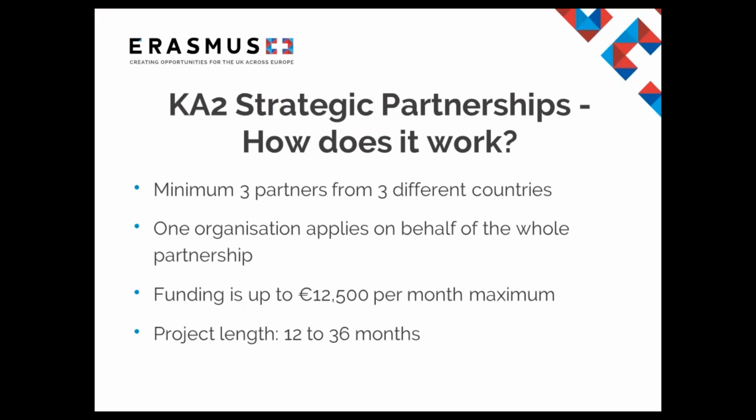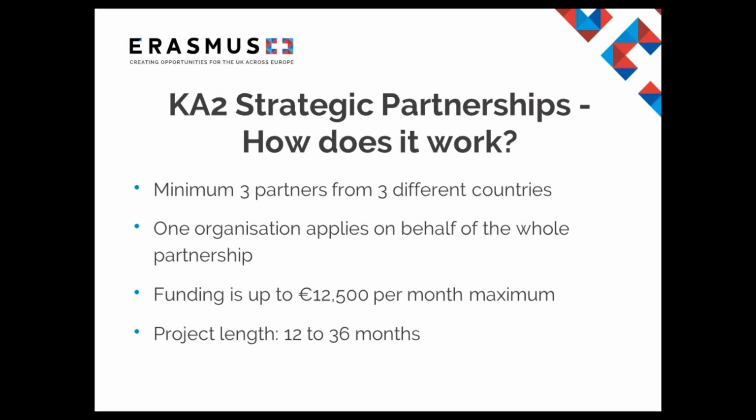So, how does a Key Action 2 strategic partnership work? One organisation applies to their country's national agency, i.e. the UK, on behalf of the entire partnership. Projects can be of different sizes, but you must have a minimum of 3 partners from 3 different programme countries, including the applicant. The lead or applicant organisation must always be from a programme country, though partner countries can participate as partners if their participation brings clear added value to the project.